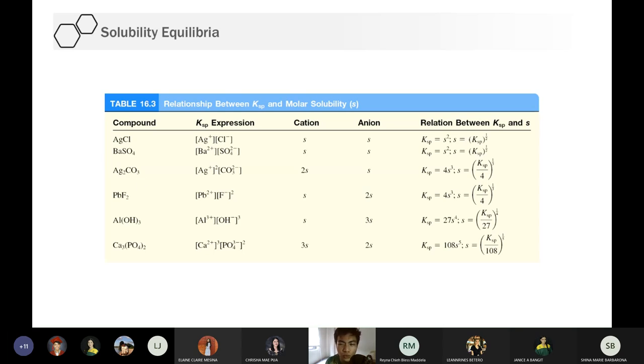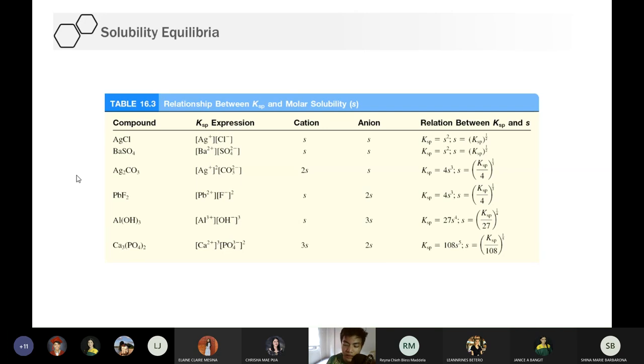Paano naman kapag 1 to 2 yung ratio nila? For example, itong dalawa: silver carbonate and then lead fluoride. For silver carbonate, dalawang cation katumbas ay isang anion because you will produce 2 silver ions and 1 carbonate ion. For lead fluoride naman, you will produce 1 cation and 2 anions. So for these two examples, the ratio of the ions ay 1 to 2.